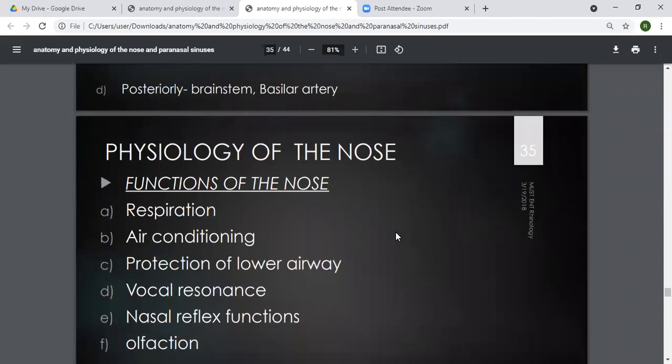So what are the functions of the nose? Functions of the nose are basically 6, which is respiration, air conditioning, protection of the lower airway, vocal resonance, nasal reflex functions, and olfaction.